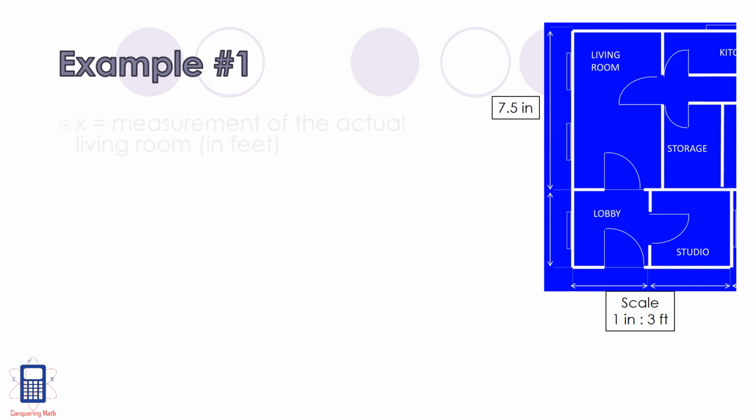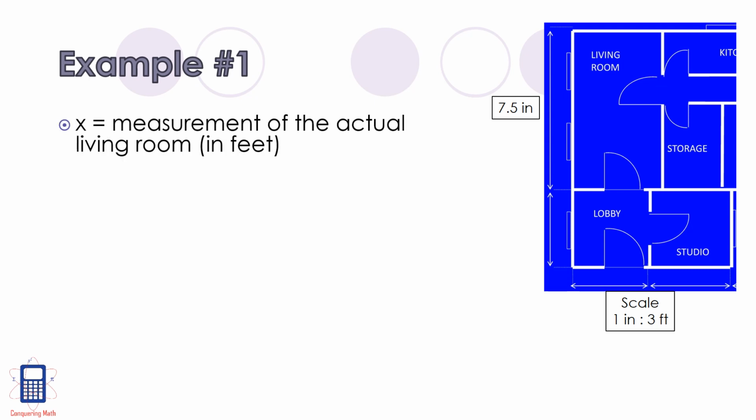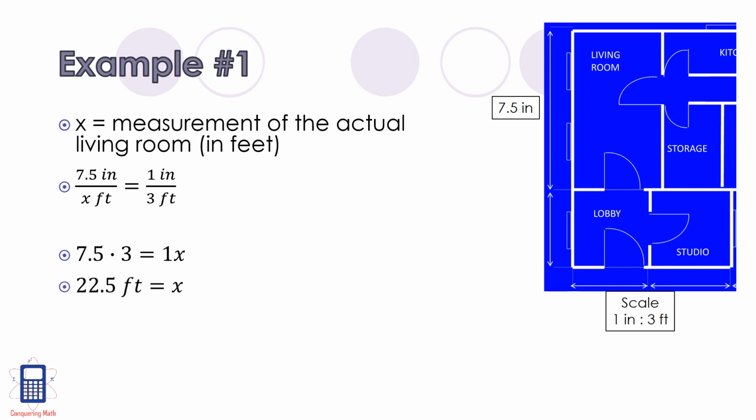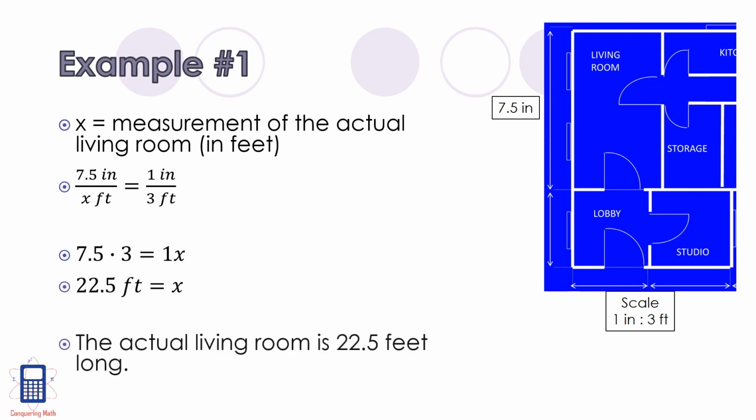So what we'll do is label the measurement of the actual living room in feet as x, and we'll set up the proportion 7.5 inches over x feet equals 1 inch over 3 feet. If you cross multiply, you'll find 7.5 times 3 equals x, which means that x is 22.5 feet. So the actual living room is 22.5 feet long.